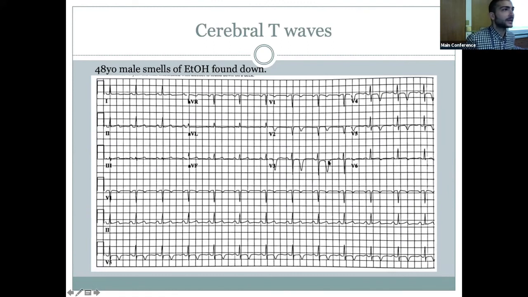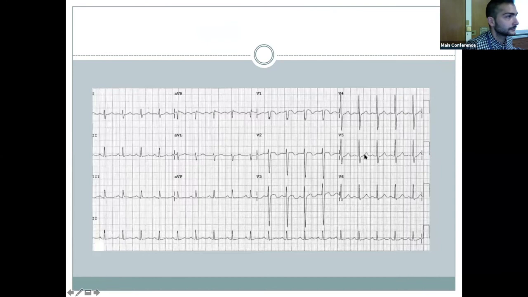This patient probably has some kind of acute intracranial process going on. It's typically subarachnoid hemorrhage that will produce cerebral T waves. They think it's due to a localized myocardial catecholamine surge, but I don't really know what that means. That's what I read, and so I'm saying it to all of you.